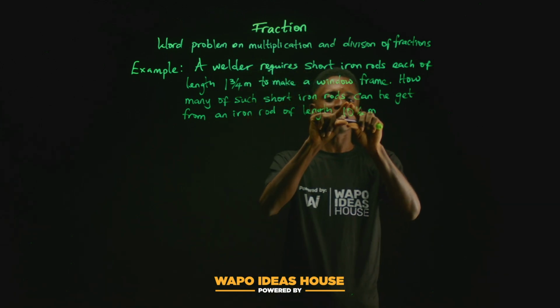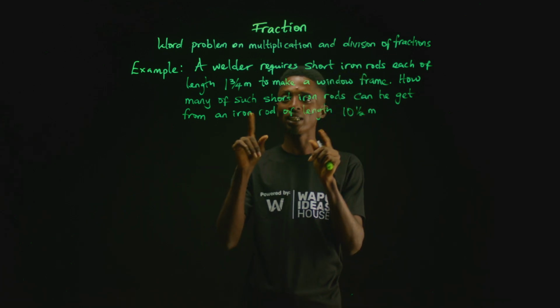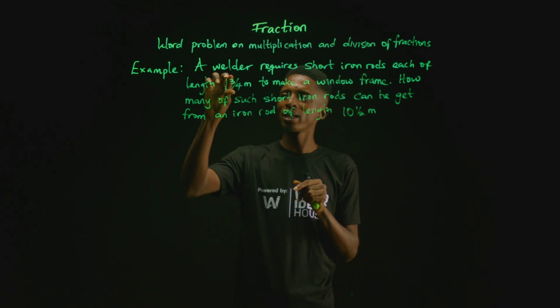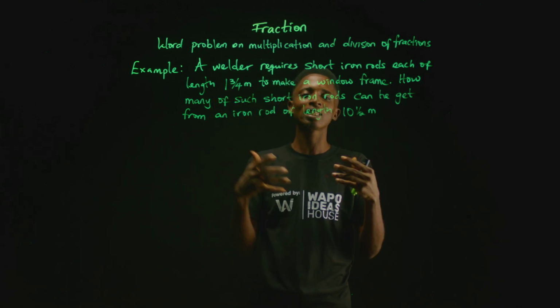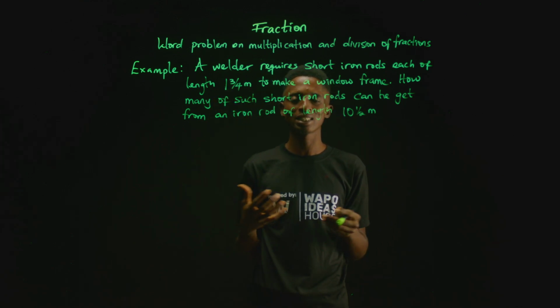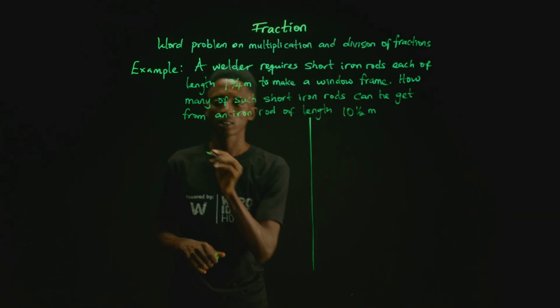So that is, he has a 10.5 length of the iron rod, and he wants to get 1 3/4 from this. So we want to see how many times he can get it. This is a case of division. So let's solve it.